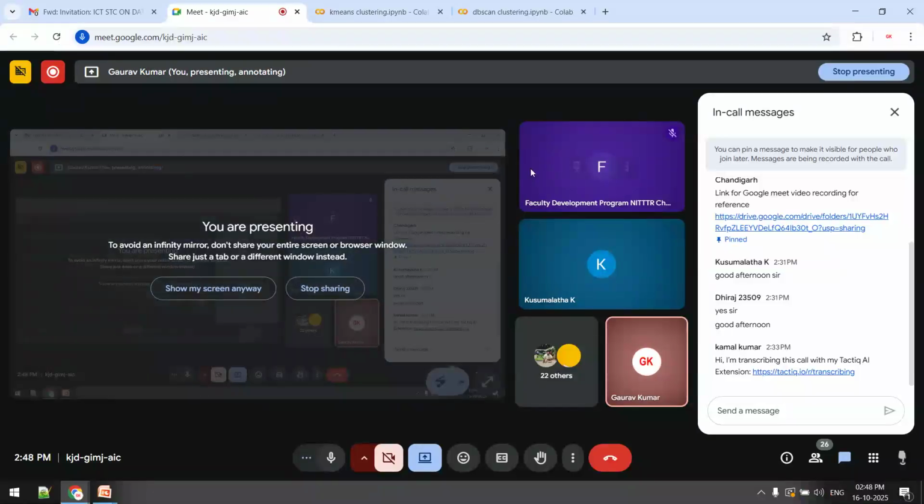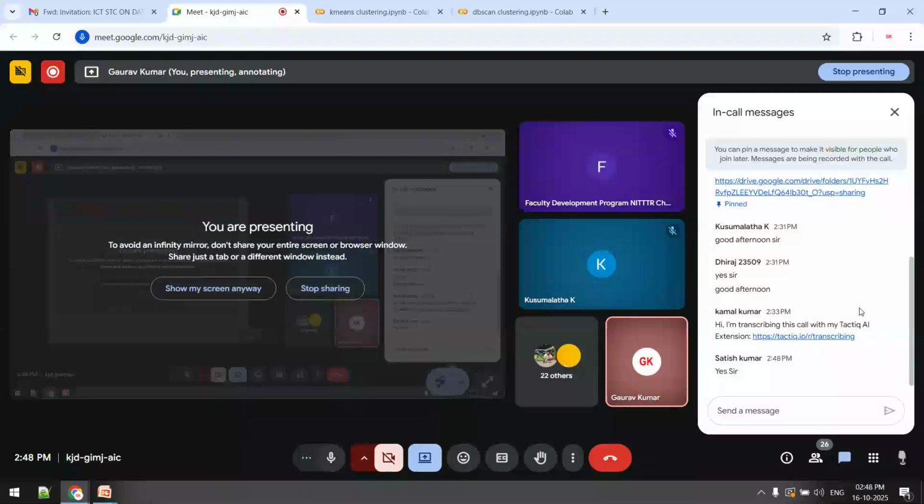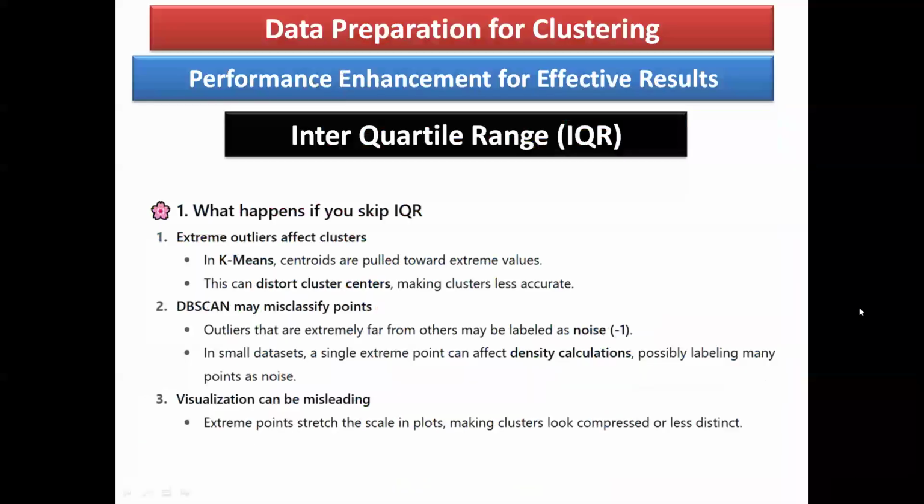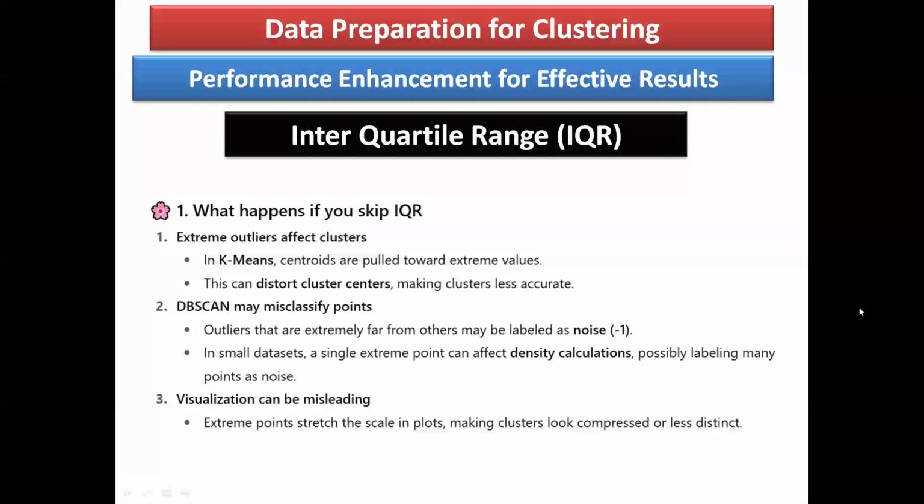Okay. Now, dear participants, we will move ahead with our content. Before applying any clustering algorithm, first of all, we have to work on a specific technique, a specific approach that is known as IQR analysis, interquartile range. Whether you are using the K-means algorithm, DBSCAN algorithm, or any other algorithm, this point is very important.